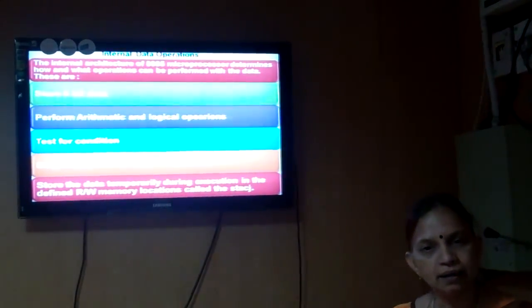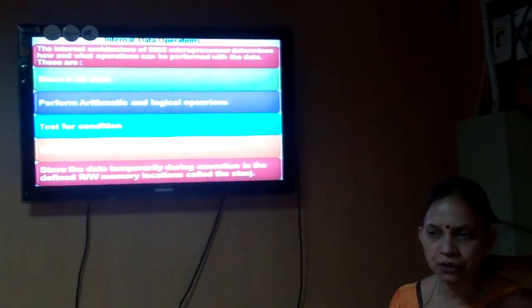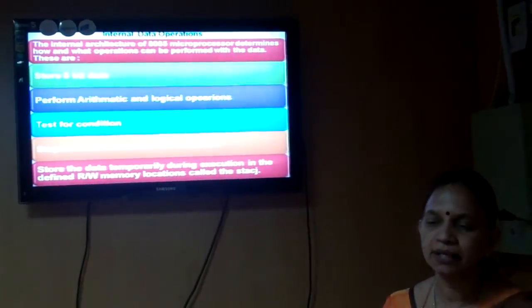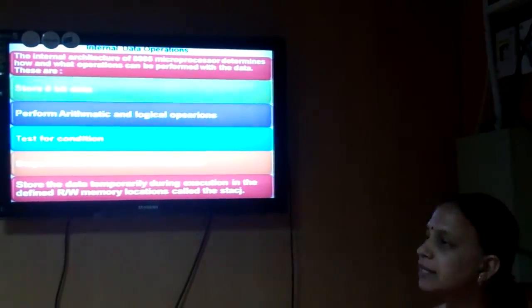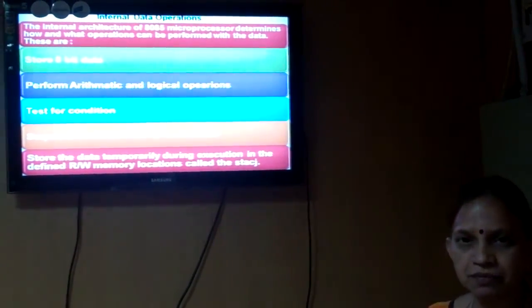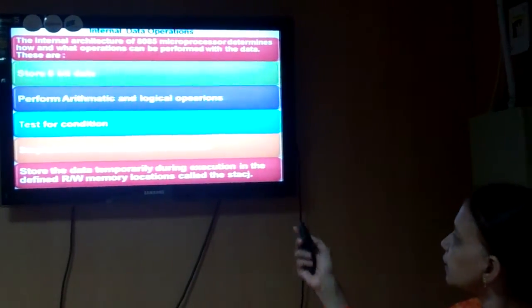Then when arithmetic and logical operations are being performed, there is a possibility of 0 being the result, or if you are subtracting 2 numbers, there is a possibility of a carry being set, or there is another possibility of a positive number or a negative number. So you can test for the condition. So that is the third one.